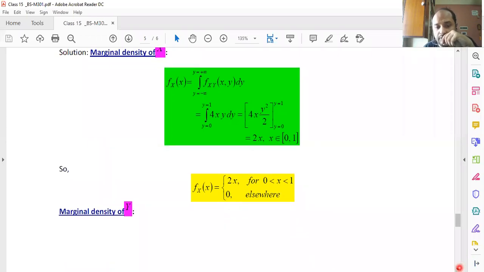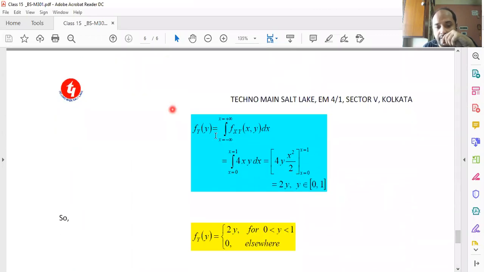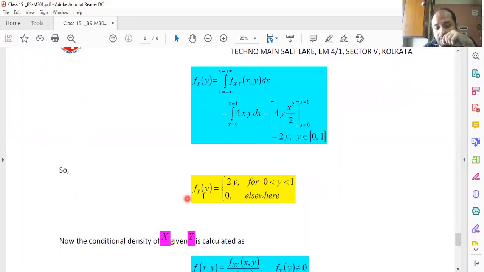Similarly, the marginal density of y is calculated as f_Y(y), where the integrand has been integrated with respect to x from minus infinity to plus infinity. Again, the function is defined for x from 0 to 1, so we have put the limits here from 0 to 1. We have integrated by considering the variable y constant. So we get 4y into x squared by 2 from 0 to 1, and the result comes out to be 2y. And we write the function in the following form: f_Y(y) is equal to 2y when y is lying between 0 and 1, and 0 elsewhere.